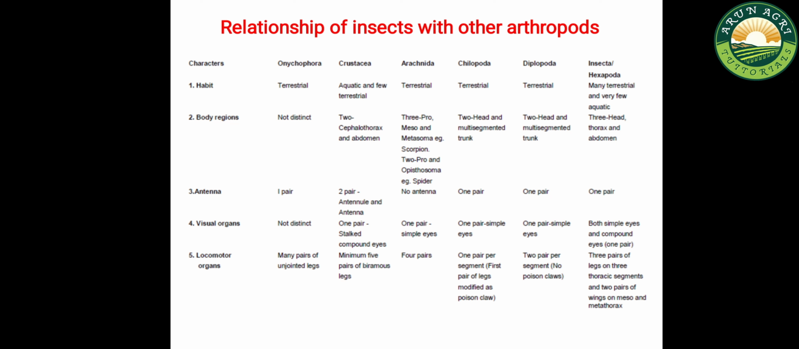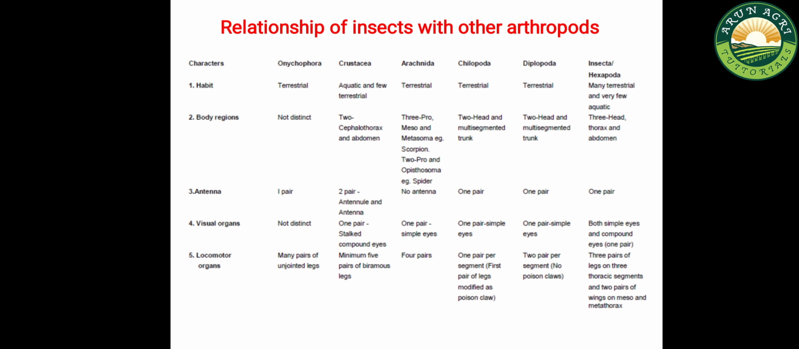And in case of spiders, you can see only two regions: prosoma and opisthosoma. Next, in case of Chilopoda and Diplopoda, only two regions will be there, that is a head and a multi-segmented trunk. In both cases, many segments will be there. Next, in the insect, there are three regions: head, thorax, and then abdomen.